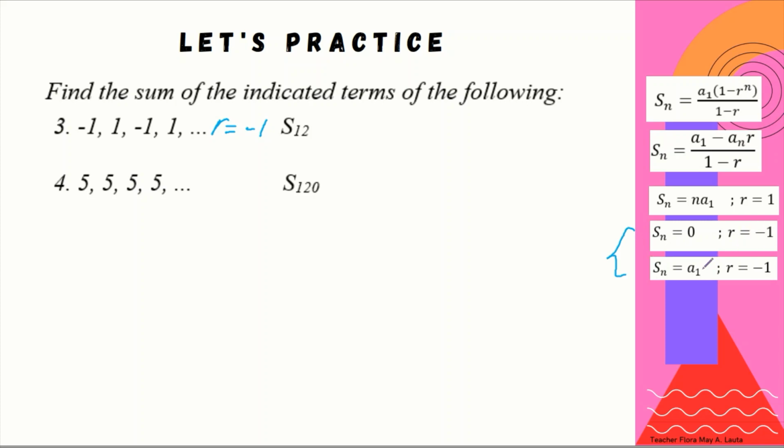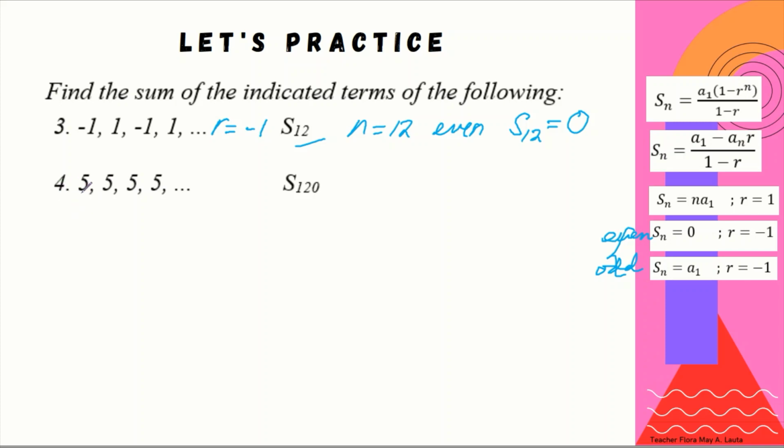Ayan, so dalawa ulit. Looking for the 12 terms. So our n is 12, and 12 is even. So our answer for S sub 12 is what? So when n is even, this is even, this is odd. So the answer is 0. Right? Okay, now let's go to number 4.